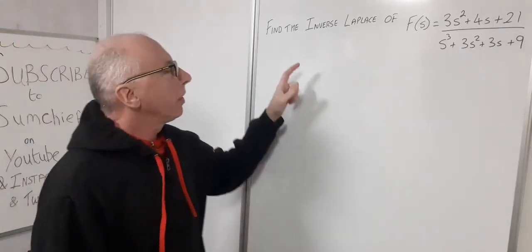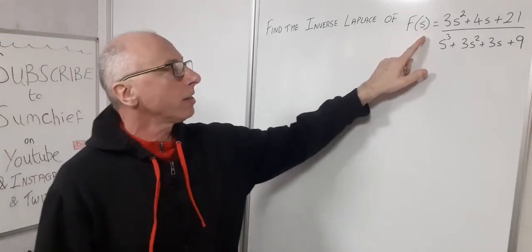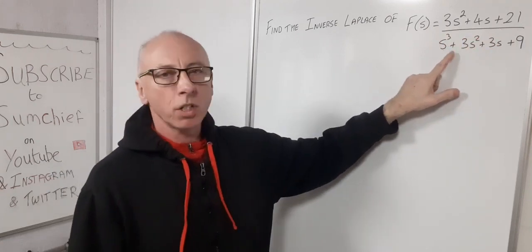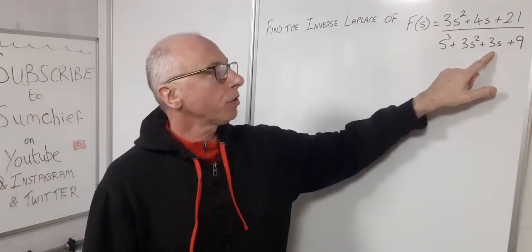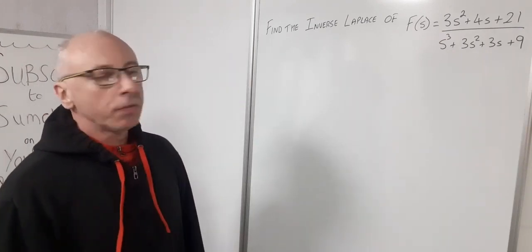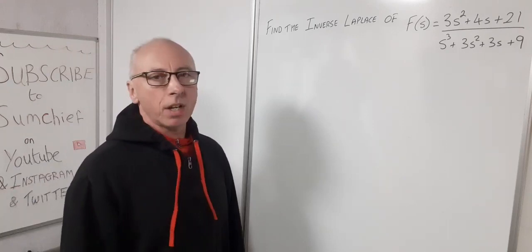So in this video we're going to find the inverse Laplace transform of this function here, F(s) = (3s² + 4s + 21) / (s³ + 3s² + 3s + 9). Now that looks really complicated for us to take care of, so we're going to have to take this a few steps at a time.